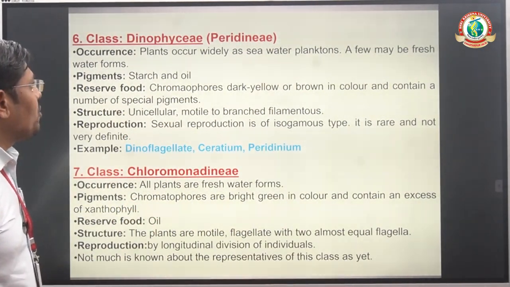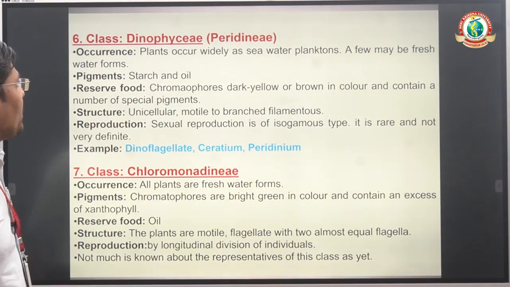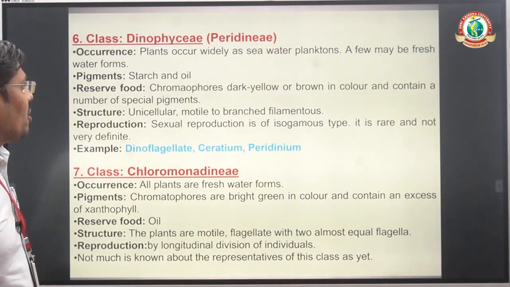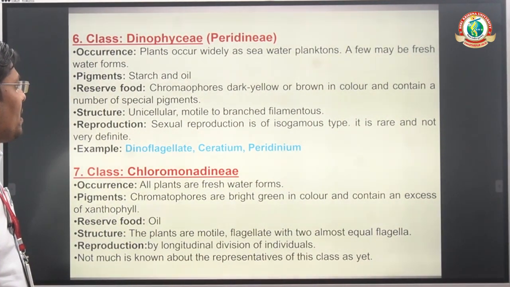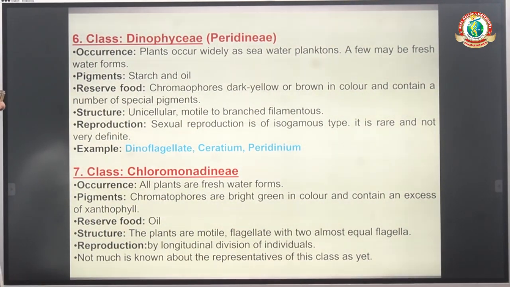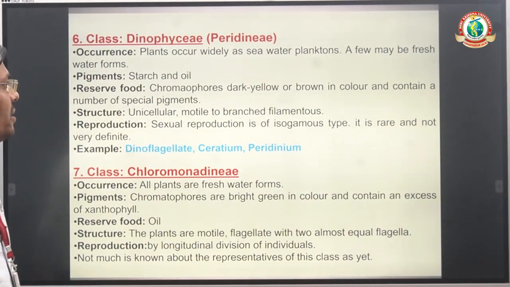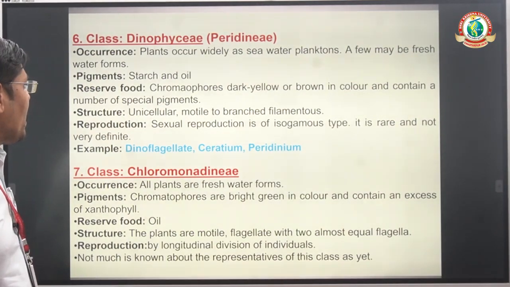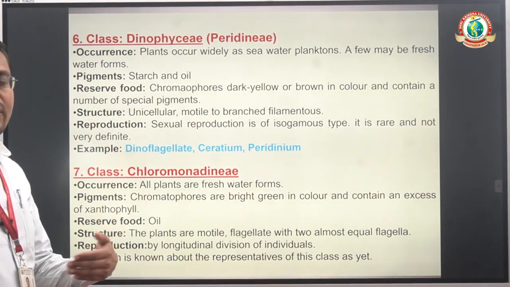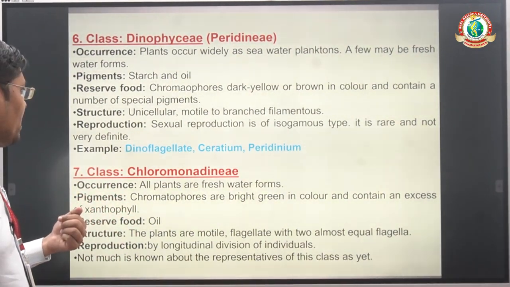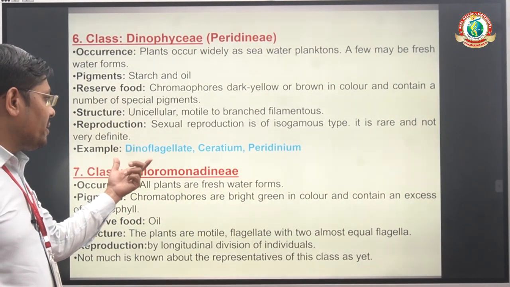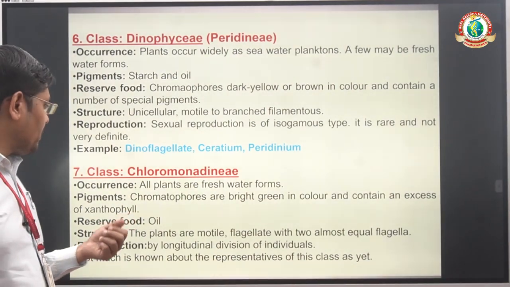Next class is Dinophyceae, or Peridineae. These are members of algae which are found in marine or fresh water. Reserve food materials are starch or oil. Pigments are chromatophores, yellow brown in color, and the structure is unicellular to multicellular or filamentous types. Reproduction is isogamous type, and the examples are dinoflagellates and Peridinium.